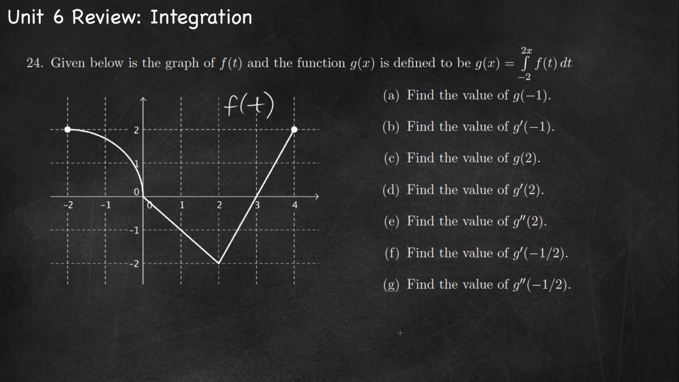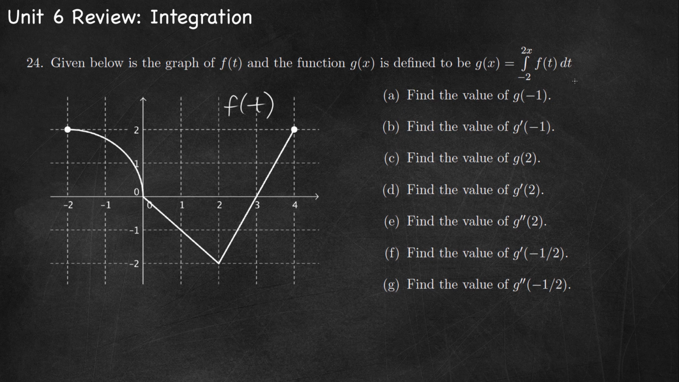And we're given an equation for g of x. G of x equals the integral of f dt from negative 2 to 2x. For part A, we want to find g of negative 1. So g of negative 1, we're looking at g of x, and we're just subbing in negative 1.